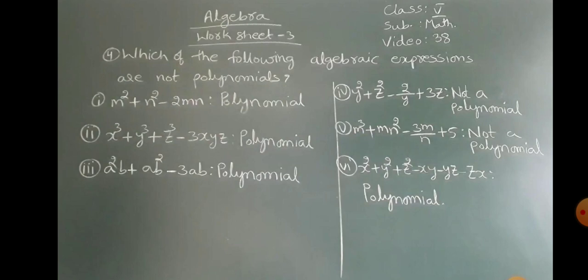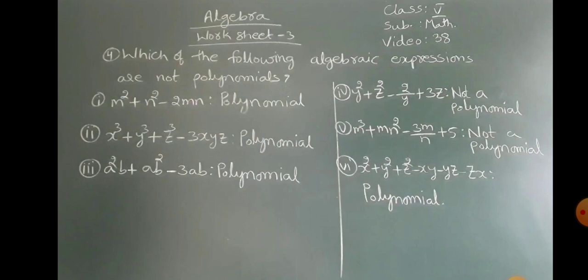And the second expression contains x cube, y cube, z cube, and 3xyz. So every term contains powers of variables that are whole numbers. That's why the second expression is also a polynomial. Coming to the third one, a square b, ab square, and ab. These are all variables and their powers are whole numbers. That's why it is also a polynomial.